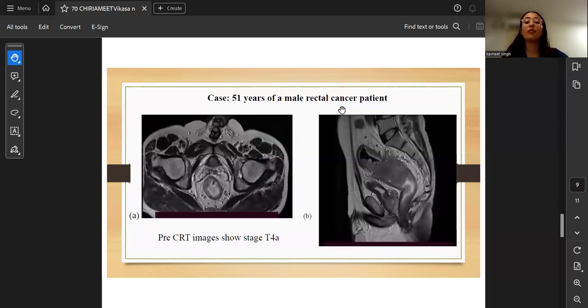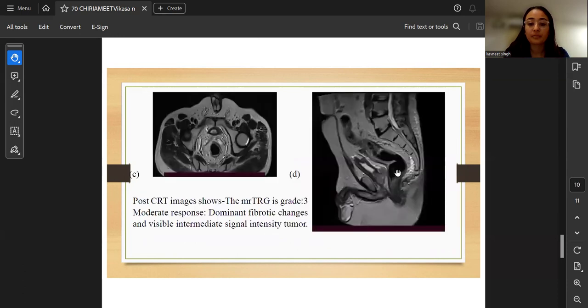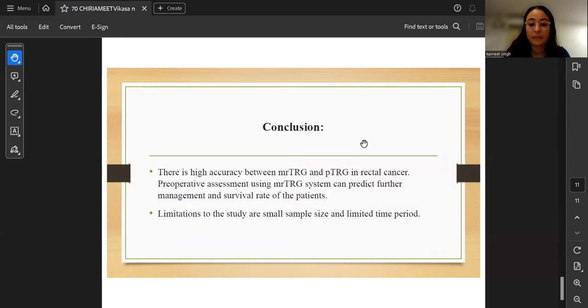This is the case of a 51-year-old male rectal cancer patient, who showed pre-chemoradiotherapy staging of T4a tumor signal intensity involving the rectum. After the chemoradiotherapy, we saw that the patient had regressed to grade 3, which showed a moderate response, that is, there were dominant fibrotic changes and there was also visible intermediate signal intensity tumor.